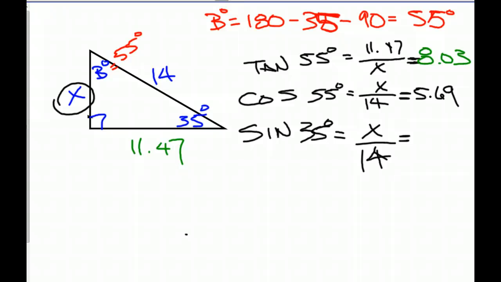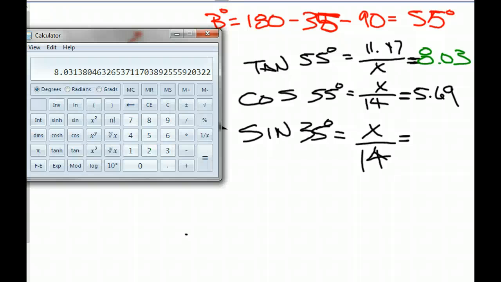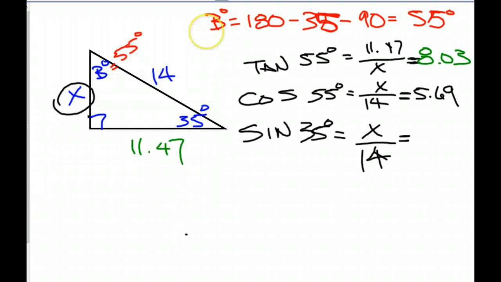I got 8.03. I did cosine, and I got 8.03, it should be right. Okay, 8.03. All right, so guys, you should be getting the same thing, because the line is the line. It shouldn't change size because you do it a different way. I'd have to look at it.